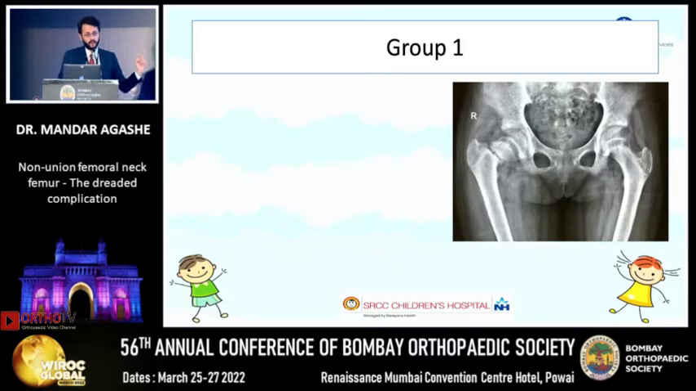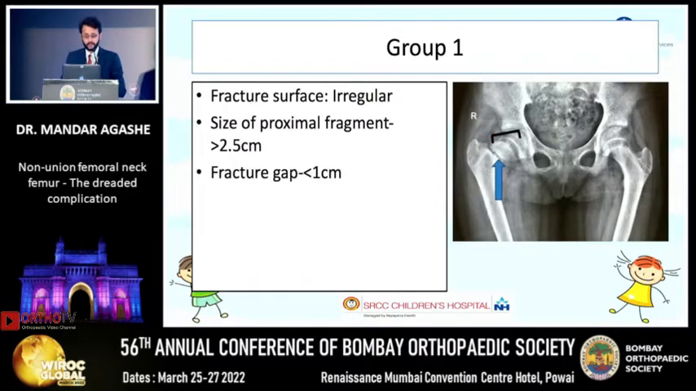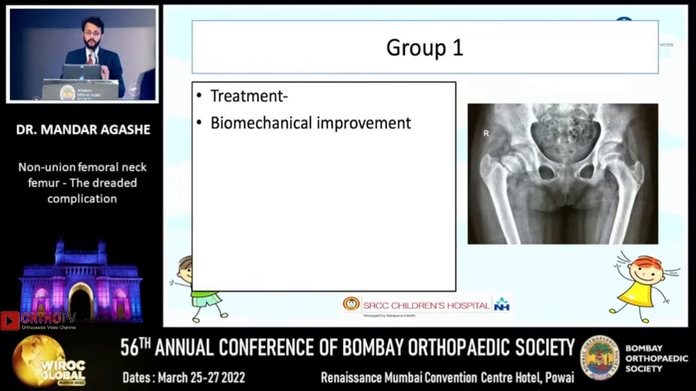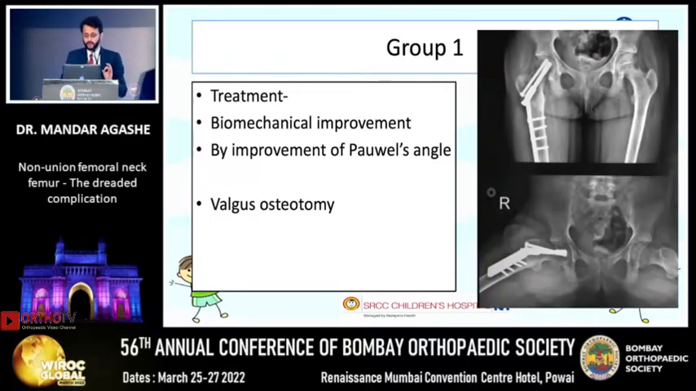This is a grade 1 or a stage 1 fracture. Here the fracture surfaces are irregular. The size of the proximal segment is more than 2.5 centimeters. The fracture gap is less than a centimeter, so it's a well approximated fracture, and there are no changes of avascularity. This is a good non-union. The treatment is primarily a biomechanical improvement. You improve the Powell's angle by doing a valgus osteotomy. In this same fracture, you do a valgus osteotomy and it has healed beautifully after a year.